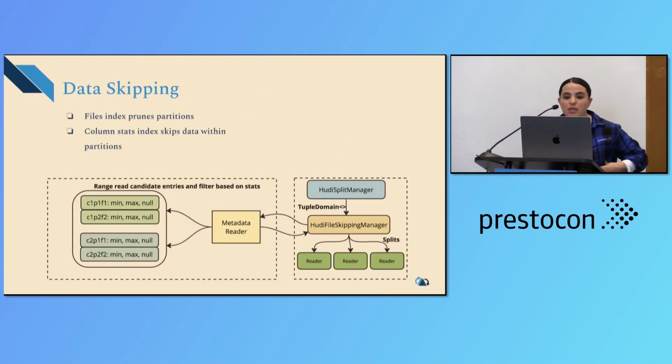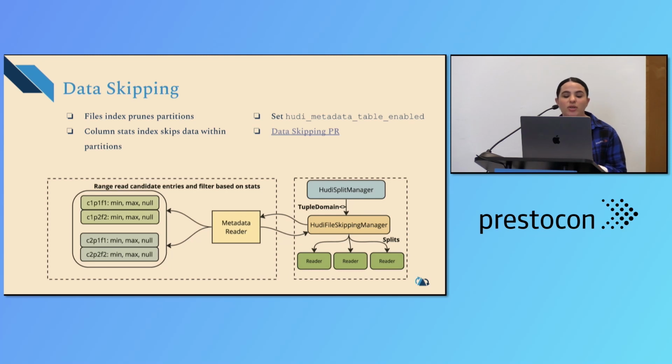In this slide, we're zooming into the diagram from the first slide. The Hudi metadata also stores the column stats, where you have data by column, partition and file, and the statistics of the min, max, and null values. So the Hudi split manager with the Presto Hudi connector, when it passes the constraints to the tuple domain, pushes those predicates down to the Hudi file skipping manager, which can talk to the metadata reader and do a couple of things. It can range read the column stats, it can do prefix lookups on the column stats, and it can figure out which files we really need to scan. In here, the tuple domain is nothing but the predicates that you have in the query.